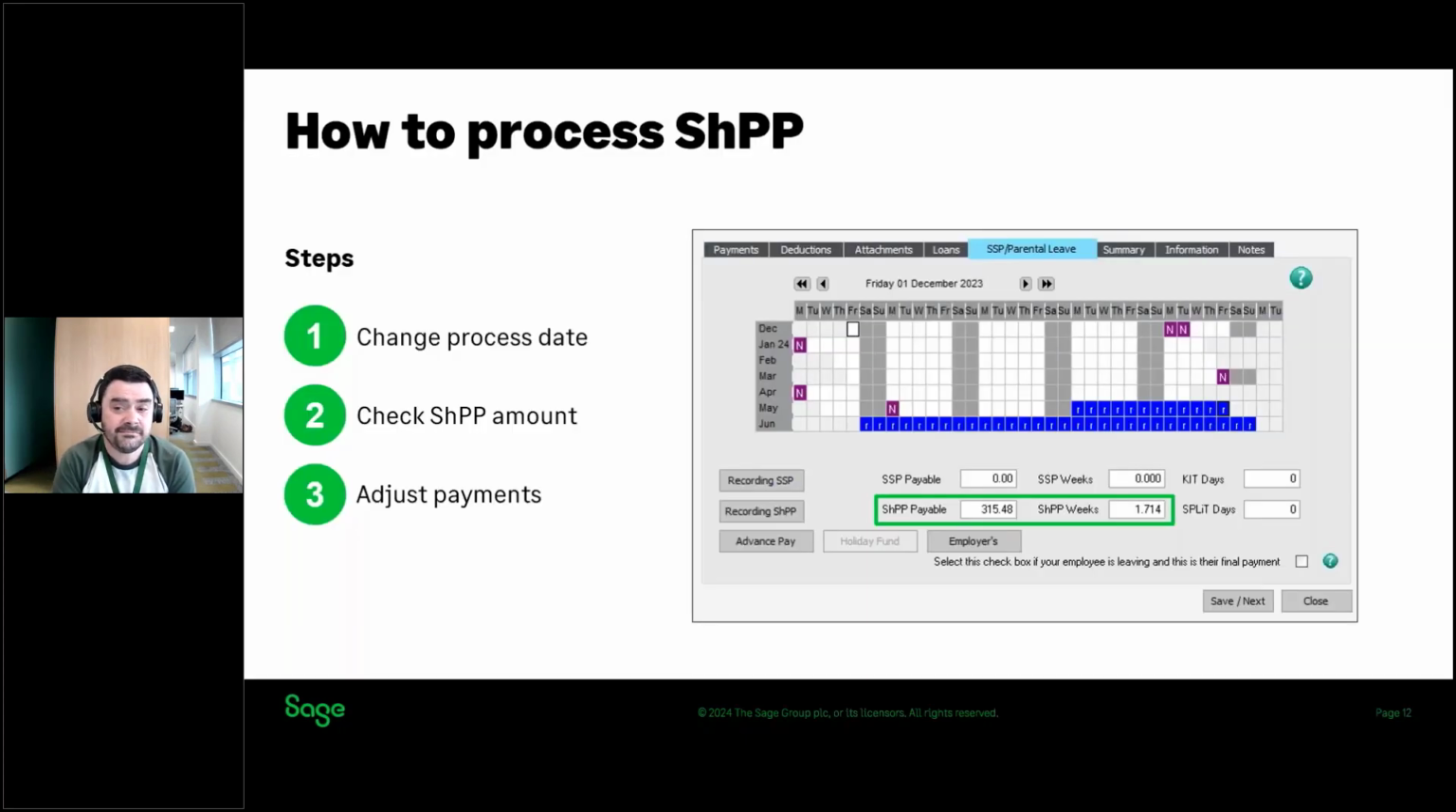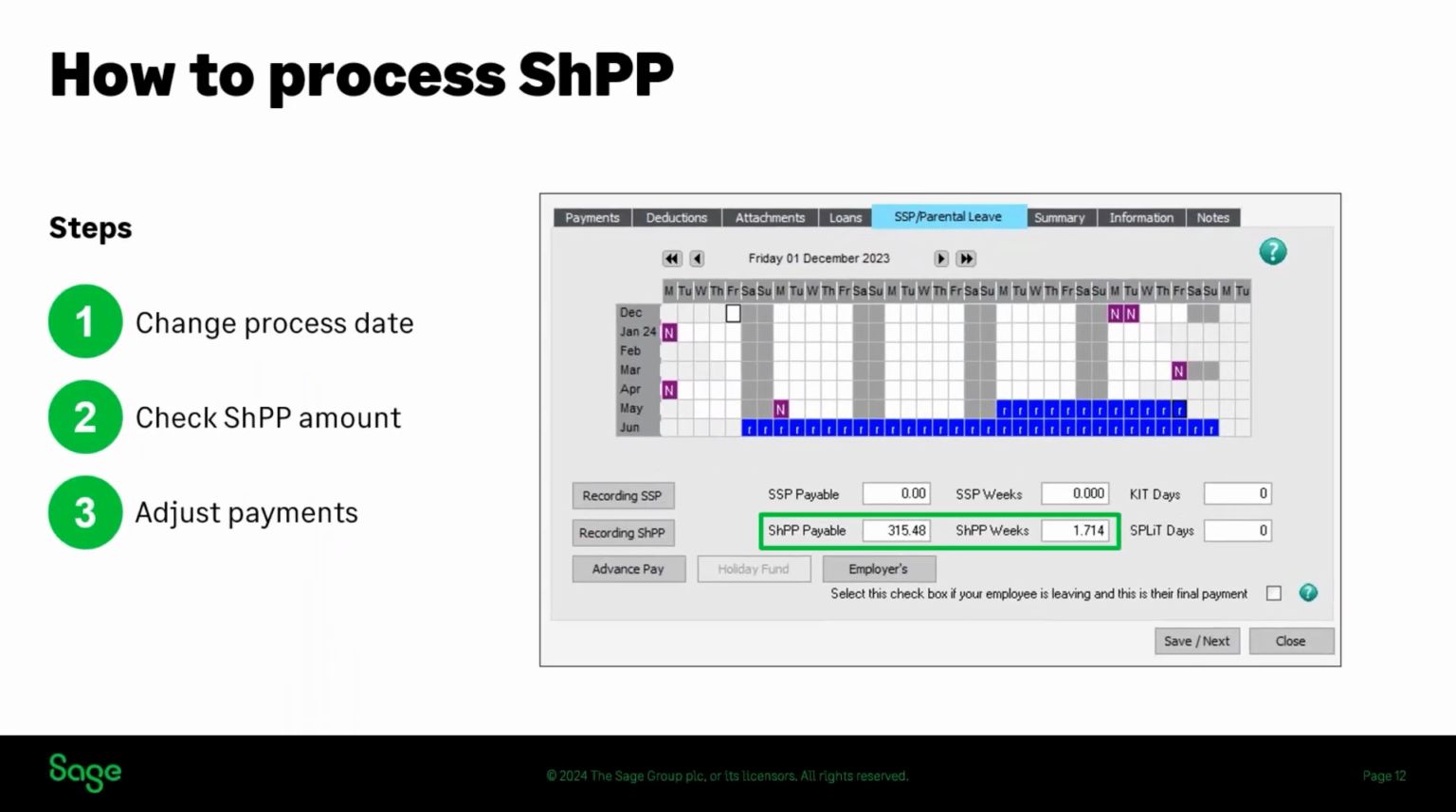And when it comes to processing, number 1, check that you've set the correct process date. Step 2 is to check the shared parental pay amount. So I'll remind you where that was. And then step 3, as with other statutory payments, is making adjustments to the basic pay where required. So let's take a look at that in the demo now. Just bringing the slides down.